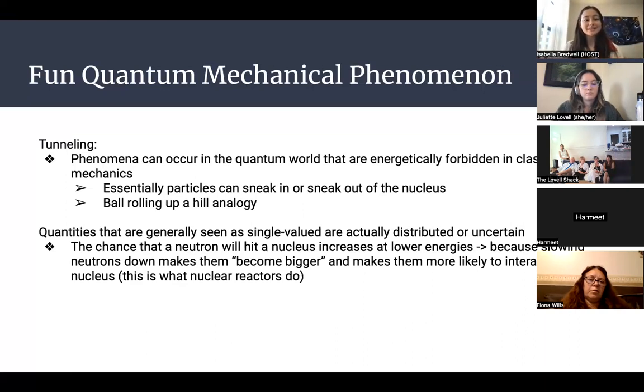But in this situation, let's say the ball only has an energy of 50 joules and the hill is 90 joules high. With tunneling, the ball would just find itself over the hill. It would suddenly appear on the other side of the hill. That's the idea of tunneling, because particles are spread out in time. Theoretically, it's possible for it to skip that.